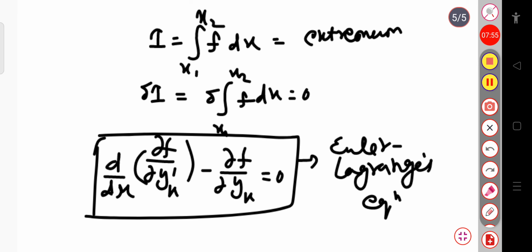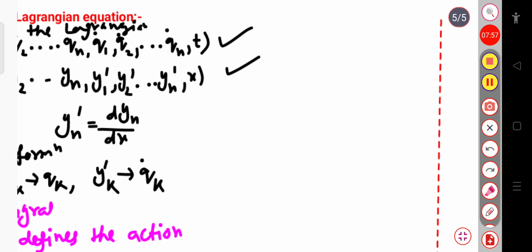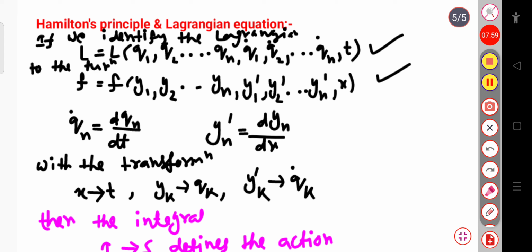This is the basic difference between the two equations. Here f is a function of yk, yk prime, and x, that is, it depends on the space coordinate and doesn't depend on t. But for L, it depends on the time coordinate.